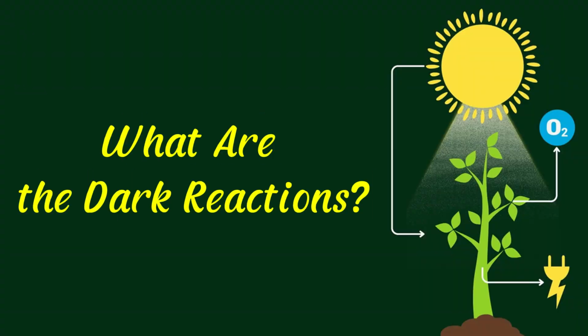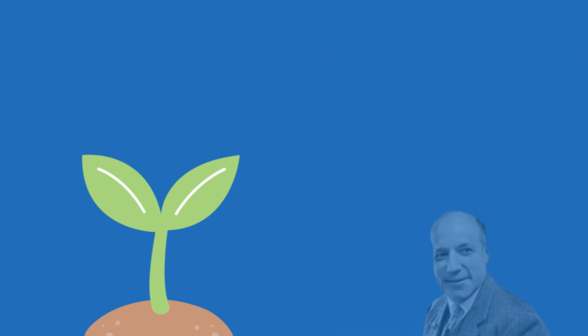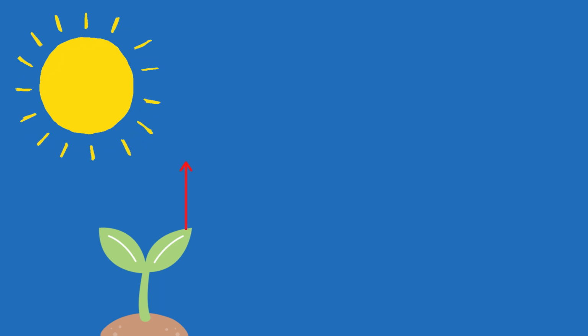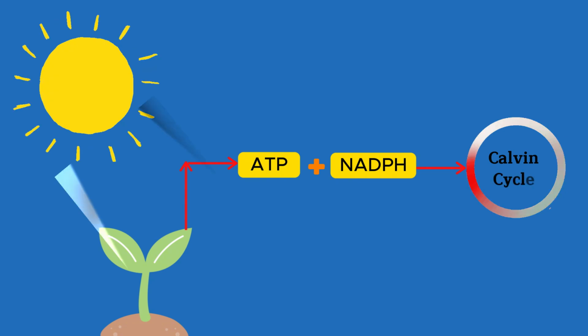What are the dark reactions? The dark reactions were discovered by scientist Melvin Calvin. These reactions are light independent, meaning they don't require sunlight directly. Instead, they rely on the ATP and NADPH generated by the light reactions.